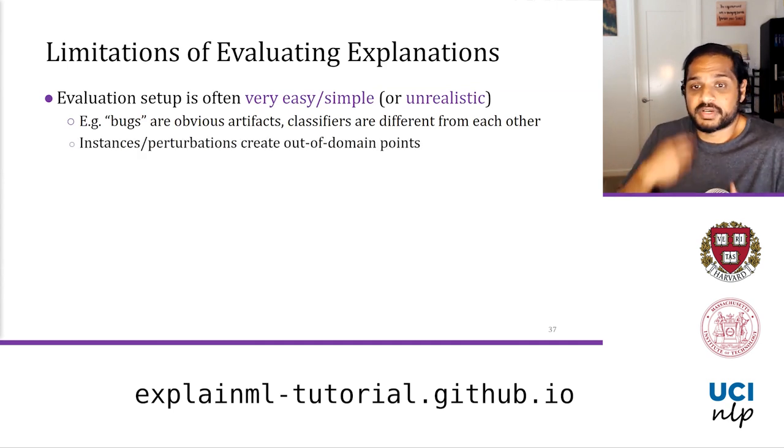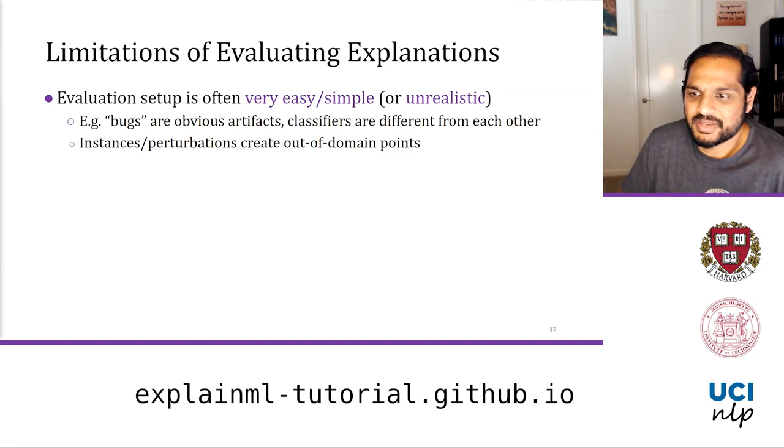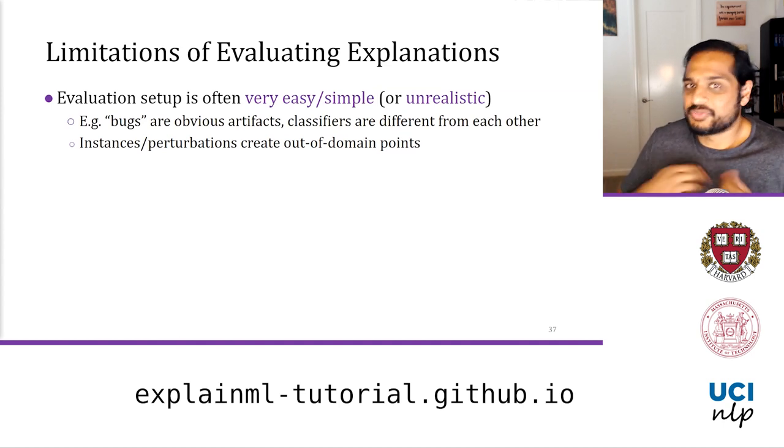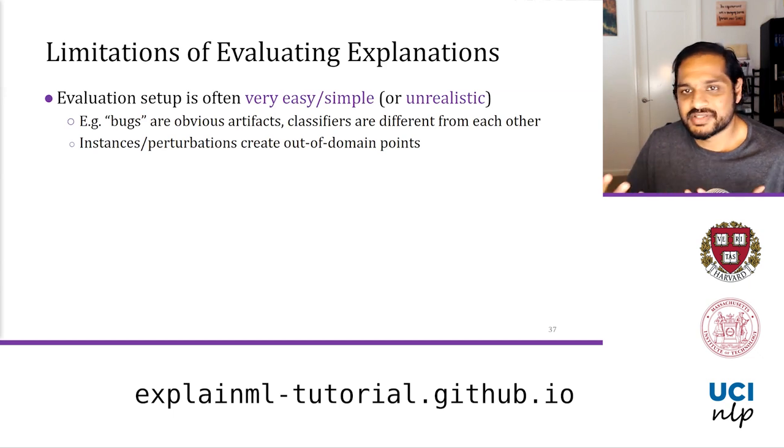Often when you're doing perturbations or creating instances and any of these kinds of things, like deleting stuff and inserting parts of an image, you end up creating out of domain images or out of domain points. This is especially important, or happens all the time, in NLP. And that causes the model to misbehave sometimes. And you don't know whether your evaluation results look the way they do because of that.